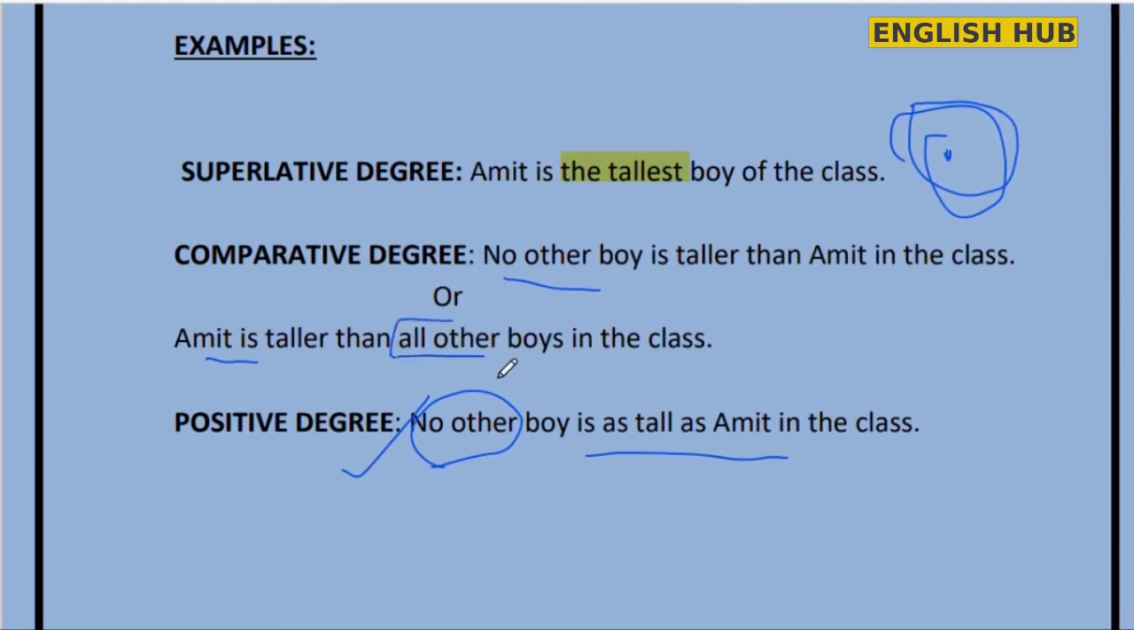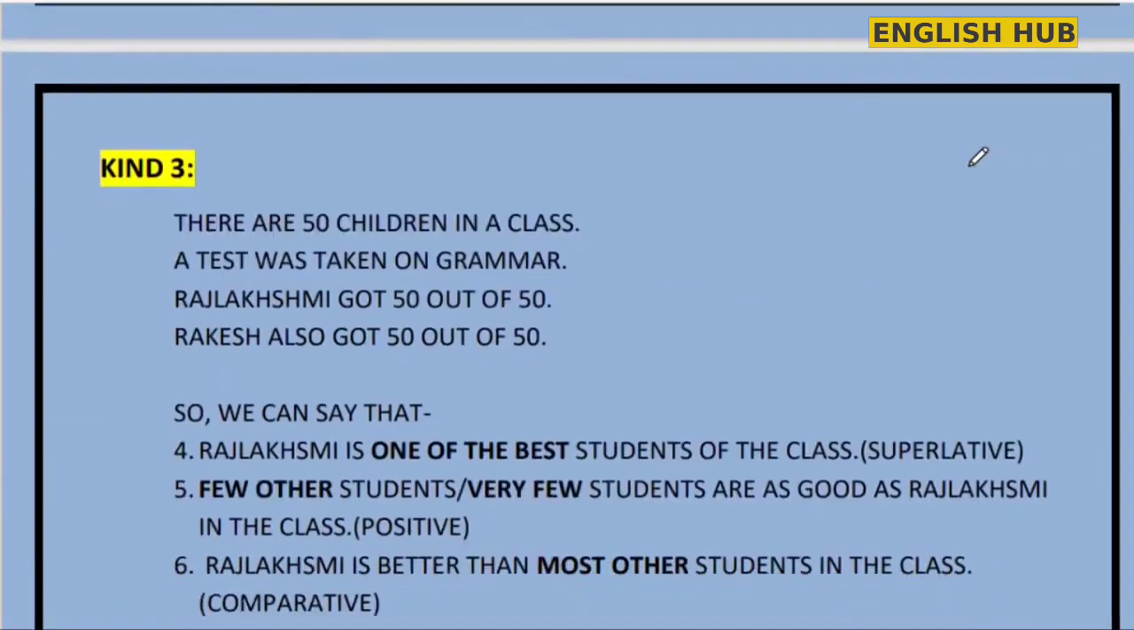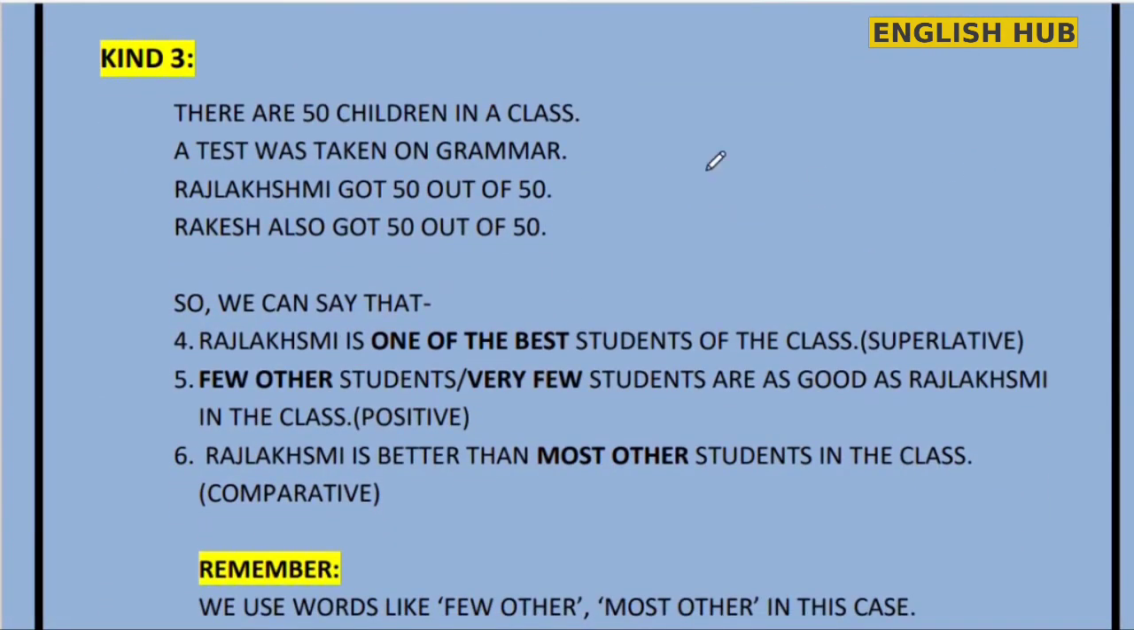No other boy is taller than Amit. That is why Amit is taller than all other boys. In the remember portion you have studied that we use all other or no other in case of a sentence where we have stated that one person or one thing is the best or the supreme of all. Okay, there is nobody else like him. This part is clear. Now we will move on to the last kind.